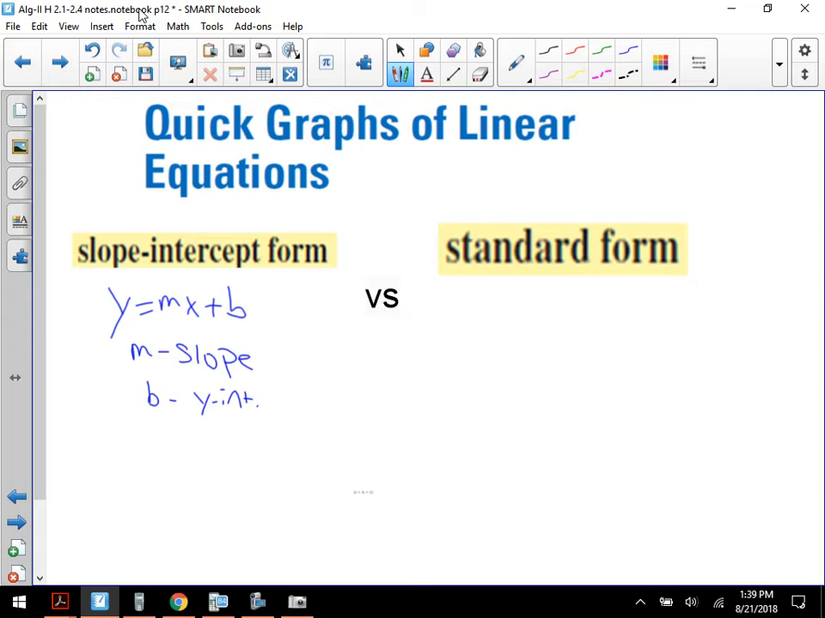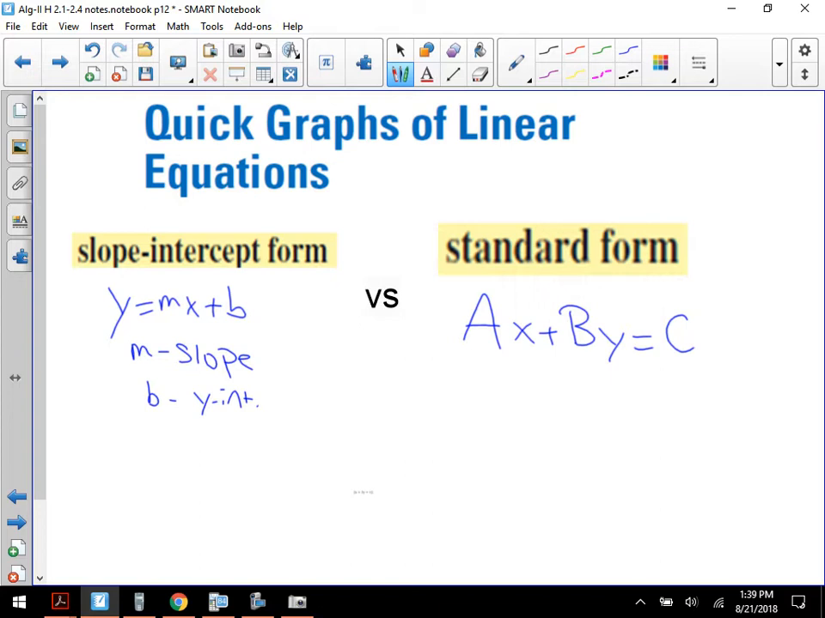What was weird about slope-intercept form is that a lot of times the equations that you were given weren't originally written that way. They were usually written in what was called standard form. Standard form was ax plus by equals c. Does that vaguely ring a bell? When you see it, you'll remember it.